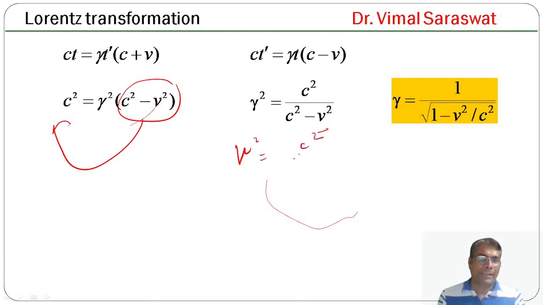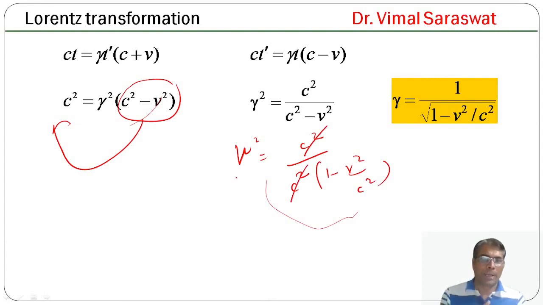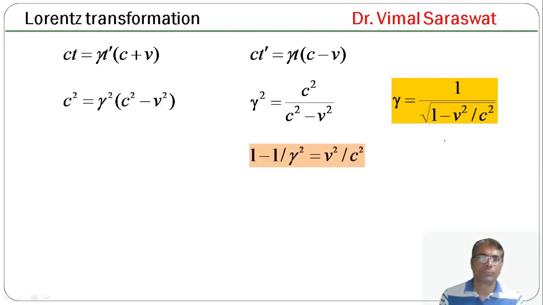And if we take c square common from denominator, then in bracket 1 minus v square by c square. Now c square and c square will be cancelled out, so gamma square equal to 1 upon 1 minus v square by c square, or gamma equal to 1 upon root of 1 minus v square by c square. Also 1 minus 1 upon gamma square equal to v square by c square.